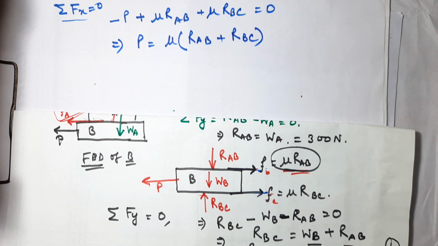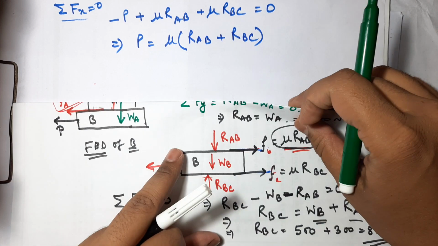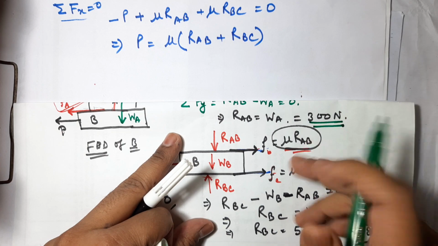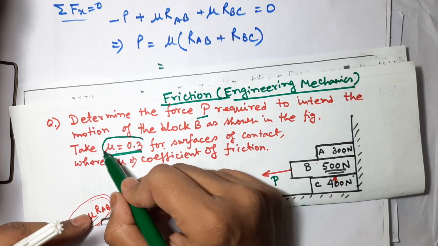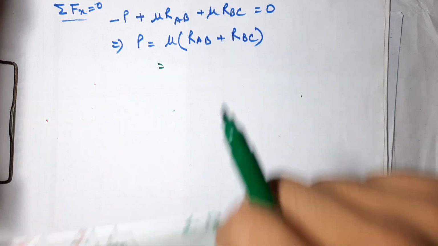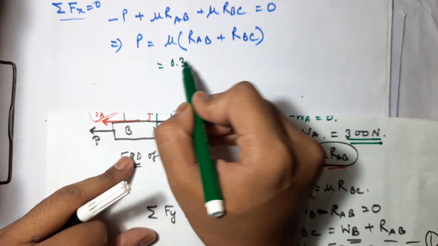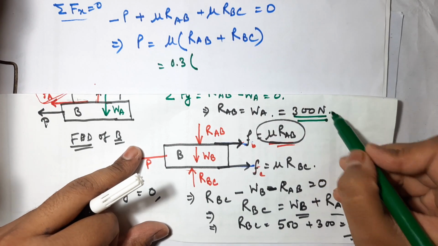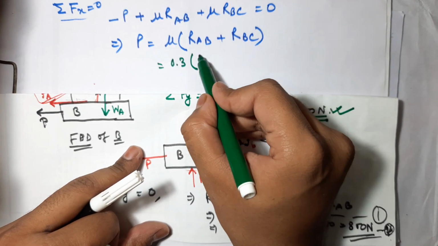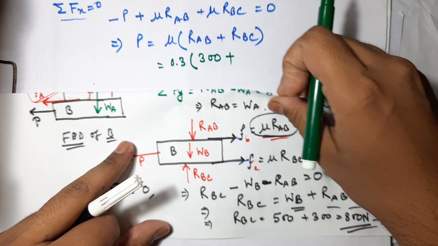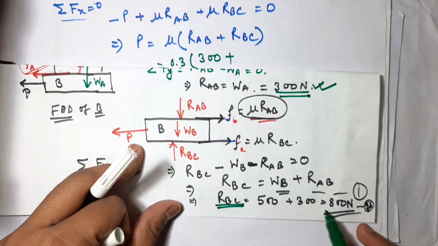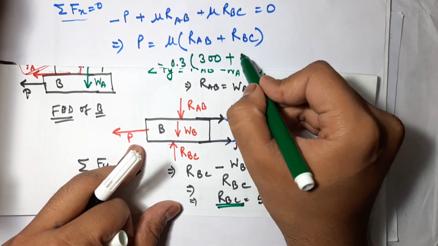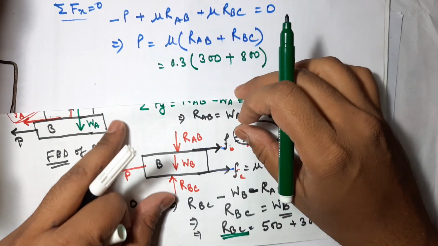These things you can easily get. And already you have found the value of RAB. RAB is equal to 300 Newton. You put the value here. The mu value is also given, because mu is 0.3 for all the surfaces. So I am writing here 0.3, and the RAB value is 300 Newton. And RBC, we recently found, is 800 Newton. So I have put in 800, right?